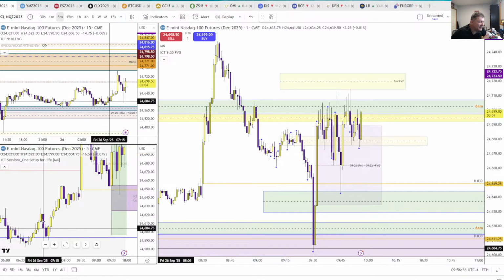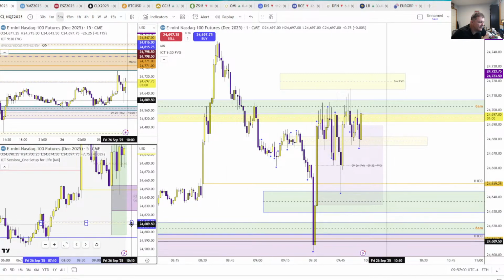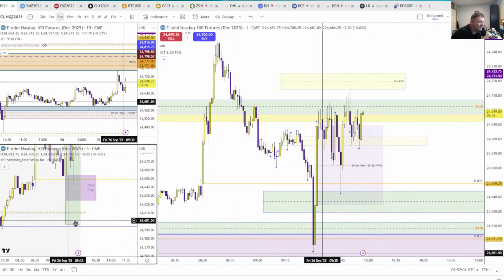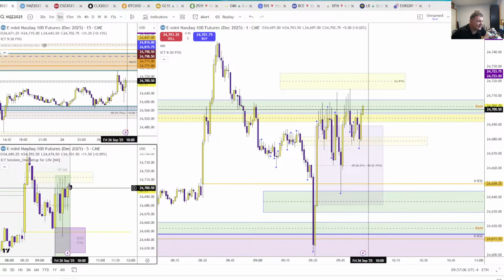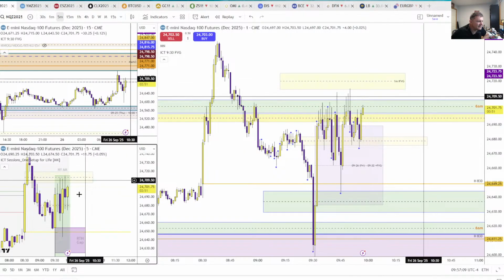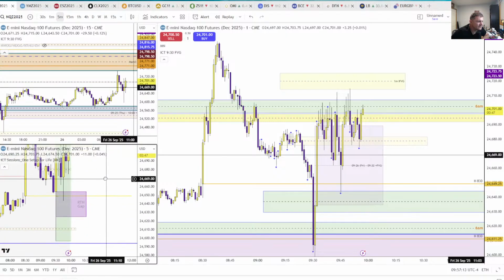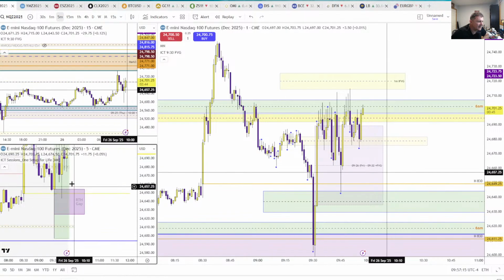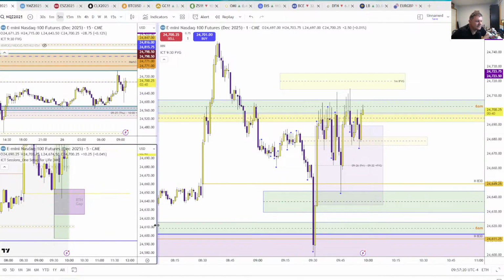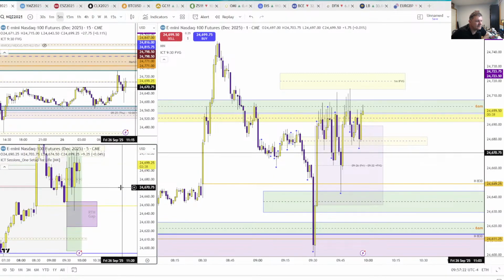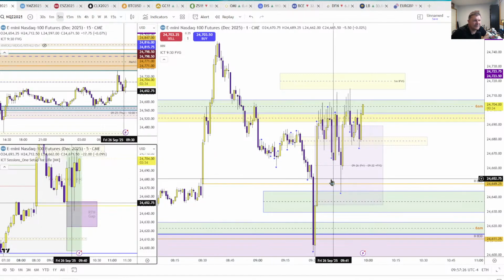So if that upper box holds, then we're looking down here. If we don't get through that on a close, then look for a run below here and a dig into this one. And I'll get right through our regular trading hour gap and aim for our discount array.